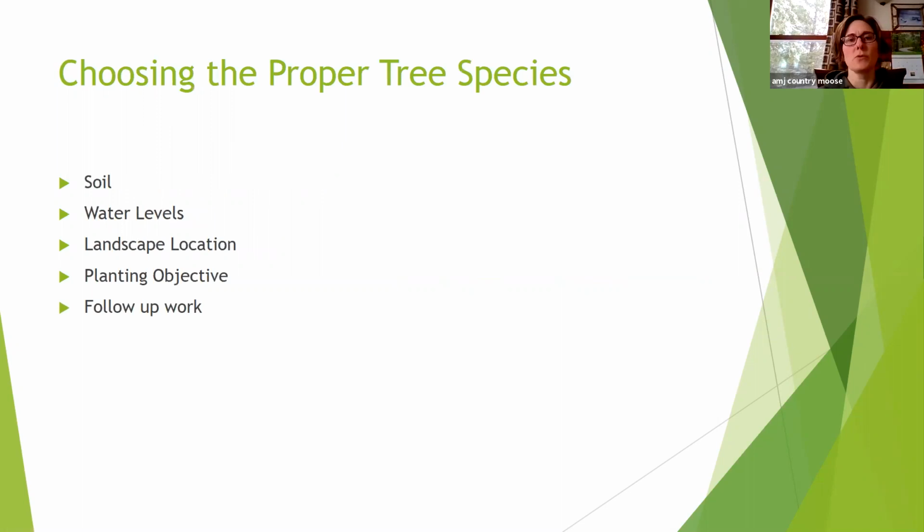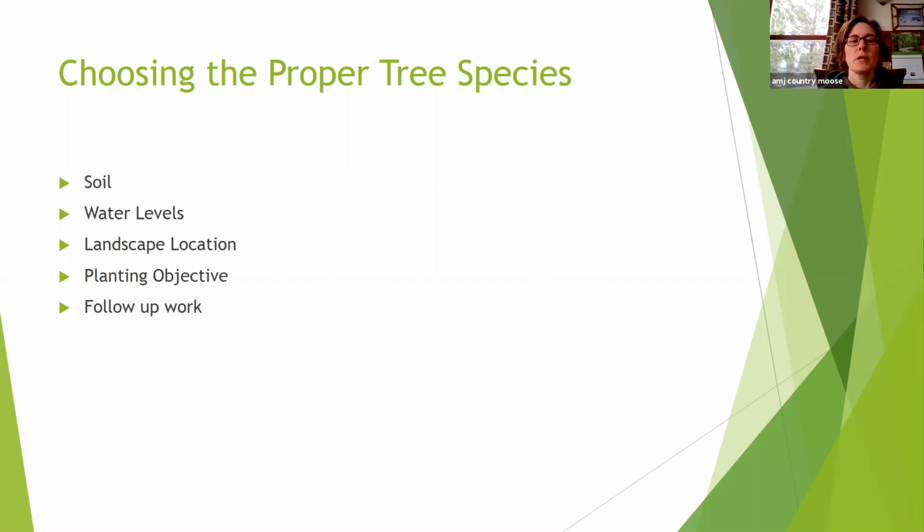So why is it important to give good consideration to what tree species you are going to put on your site? You want to look at the soils, because not all tree species grow well on every sort of soil. If you have a sandy soil versus a heavier clay loam or a peat, that's going to determine which species does best there. What are your water levels? Are you in a high water table level where the water is just a couple inches below the surface, or is it more of an average location?